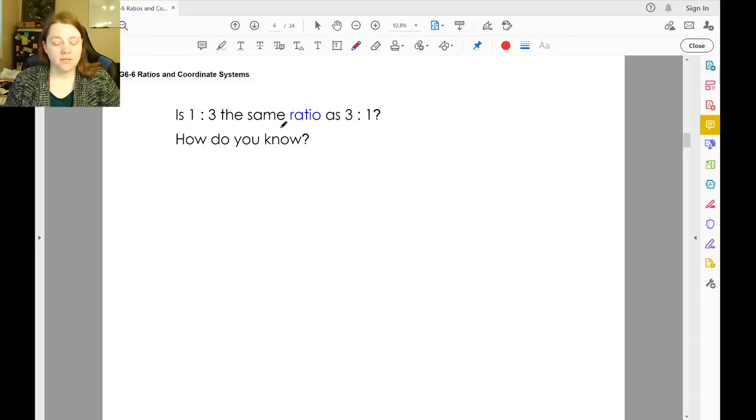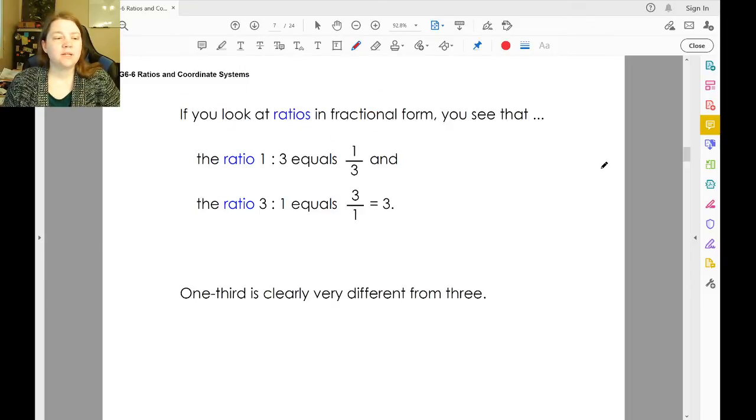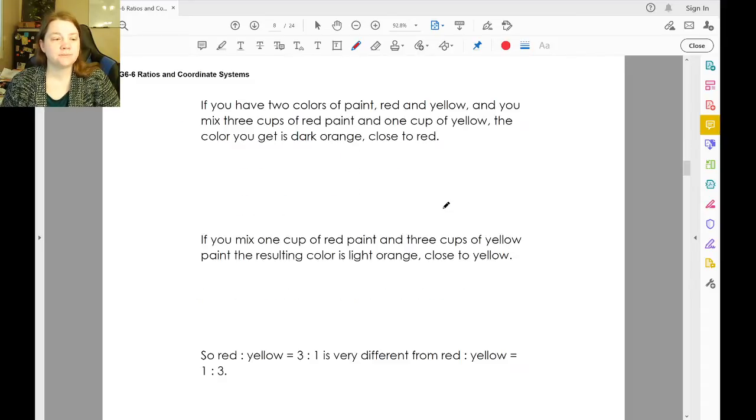Now, is 1 to 3 the same as the ratio 3 to 1? Let's take a look. If we look at the ratios in fraction form, we see that the ratio 1 to 3 equals 1/3. The ratio 3 to 1 equals the fraction 3 over 1, or 3 wholes. 1/3 is very different than 3 wholes.